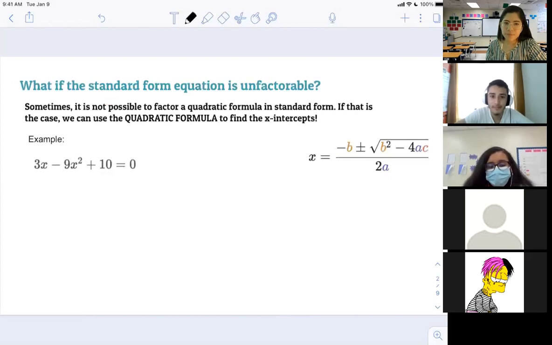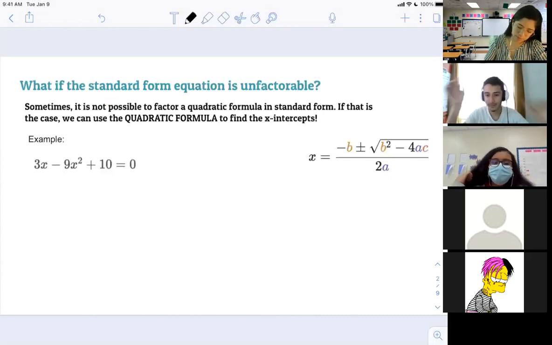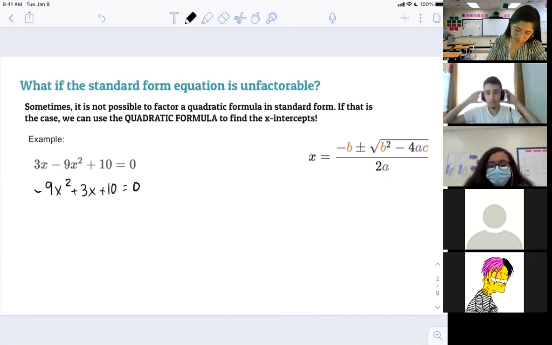We need to fix it up. Okay, so how do I write it in the correct order? We need to have our leading coefficient first, in the correct order. The discriminant. So what do I write? Negative 9x squared plus 3x plus 10 equals 0. Good.